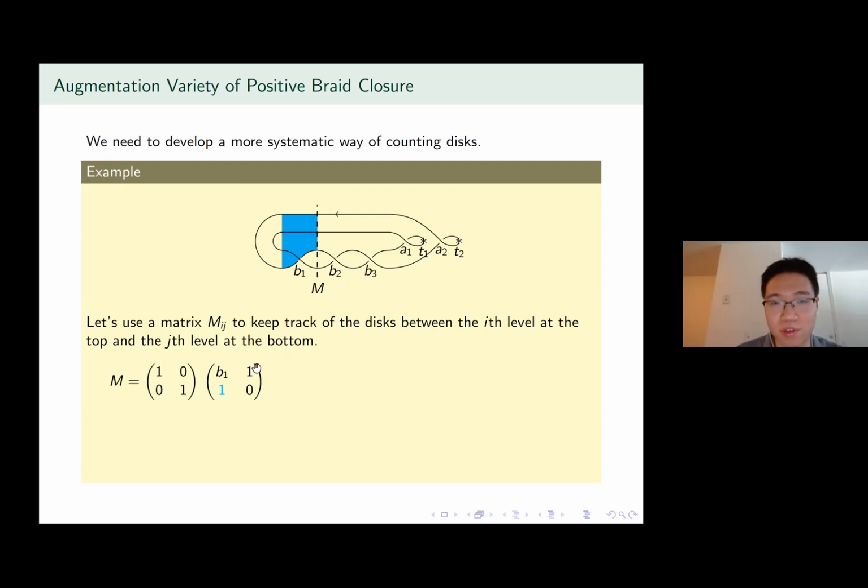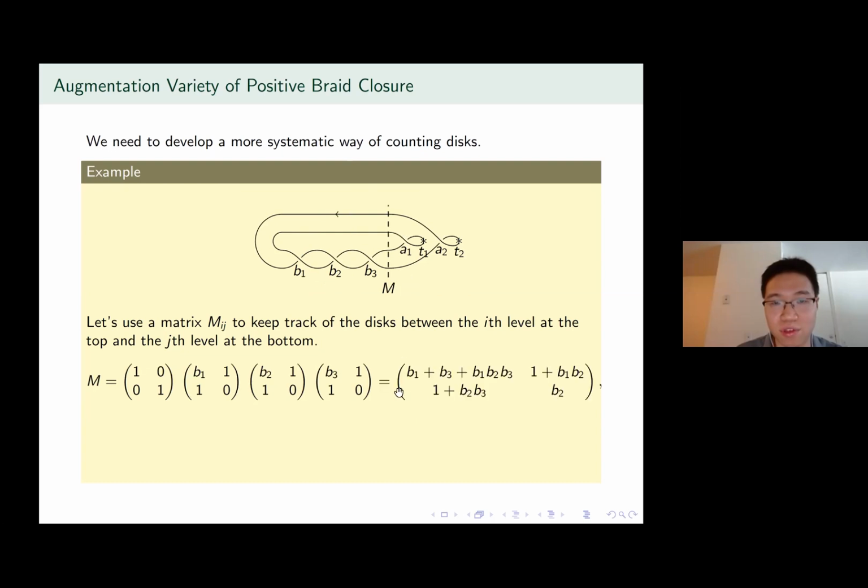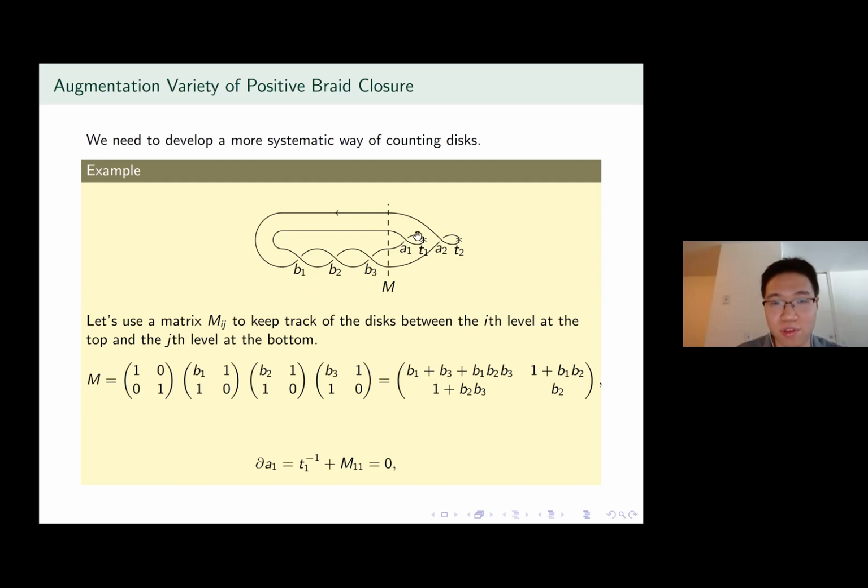Then you move on, moving your matrix from left to right. Here we have another matrix of this form, and another matrix of this form. At this point, let's compute the product, and you get this product. In particular, compute the power of A1. This is almost it, because you know that A1 has one disk on the right-hand side with the T1 inverse, and on the left-hand side it's just whatever you get from M11. So you just have the M11 here. This is the entry that you get: T1 inverse plus B1 plus B3 plus B1 B2 B3.